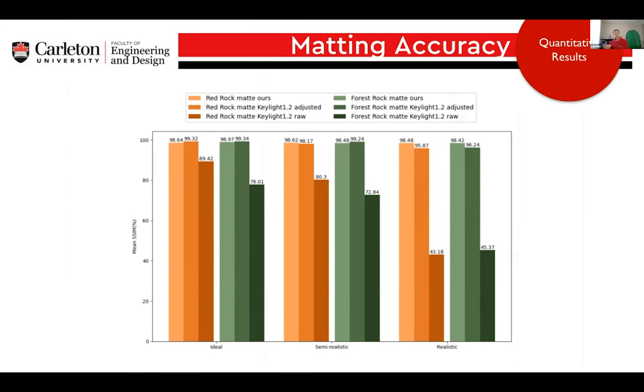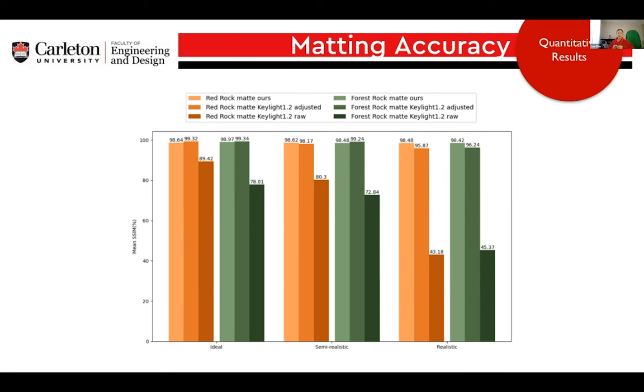So for the matting part, we compared our method with chroma keying. For chroma keying, we used Keylight 1.2, which is a very widely used chroma keying tool. And you can find it in software such as After Effects. It also provides a lot of parameters to adjust so that the chroma keying result can reach a very nice level after the adjustment. So we also include the adjusted and unadjusted versions for the chroma keying.